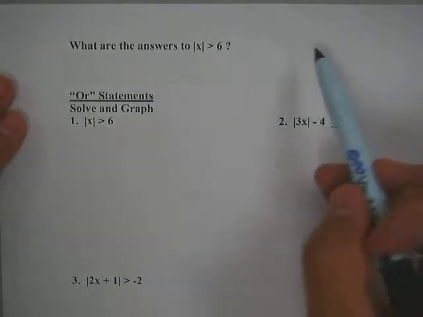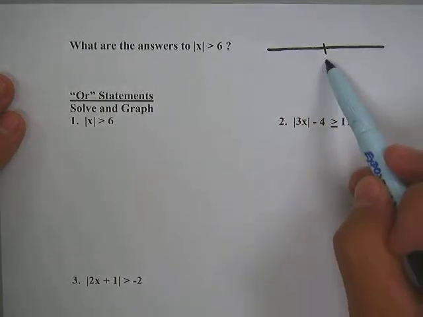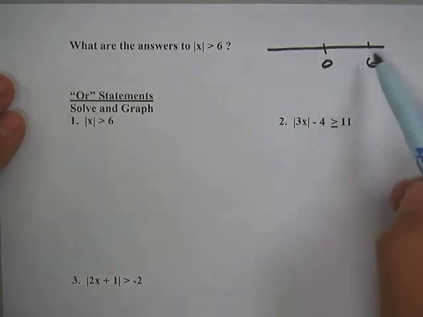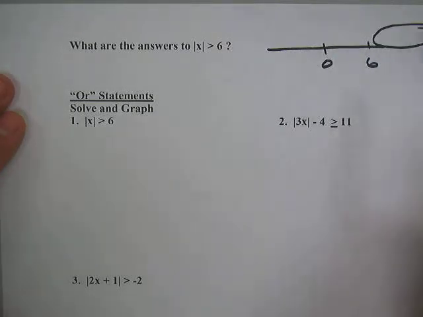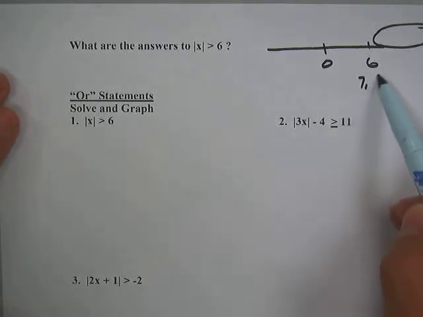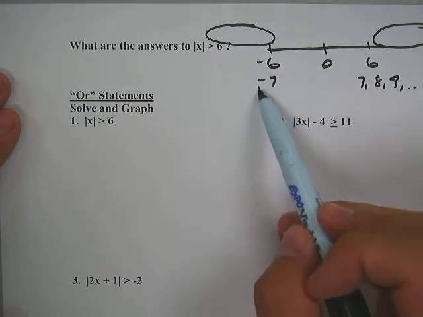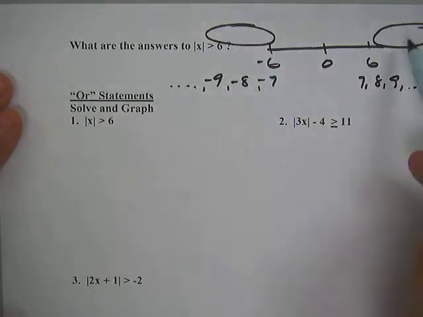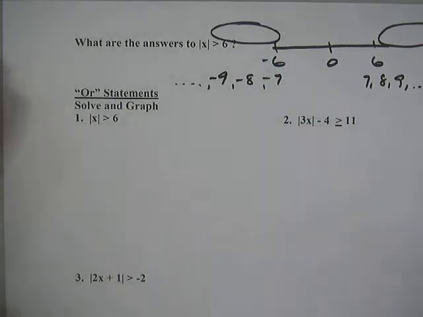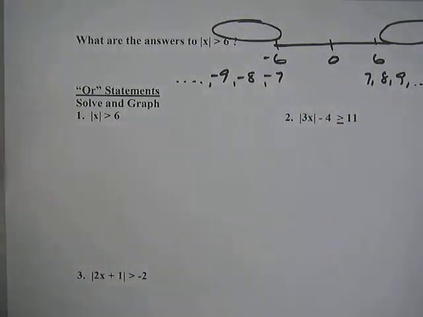Let's go to OR statements here. So let's start again with this situation. It says, what are the answers to the absolute value of x is greater than 6? So in other words, what are the numbers that have a distance back to 0 that is bigger than 6? So if here's 0 and here's 6, the numbers that have a distance bigger than 6 back to 0 would all be over here. Those would be numbers like, if you just talk about integers, 7, 8, 9, etc. But then over here, we also have -7, -8, -9, etc. So it's all these regions on two separate parts.